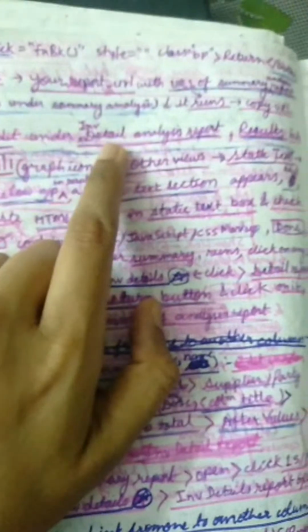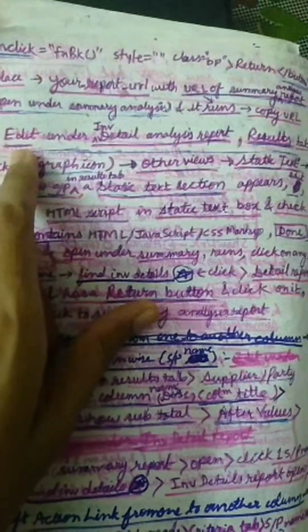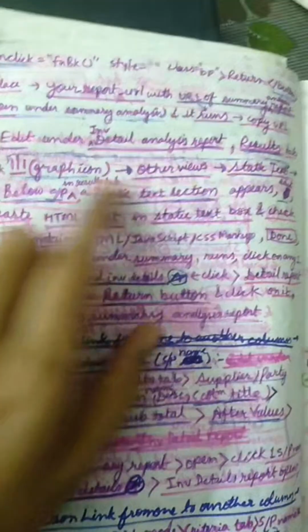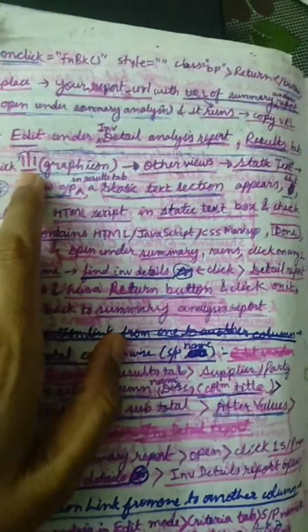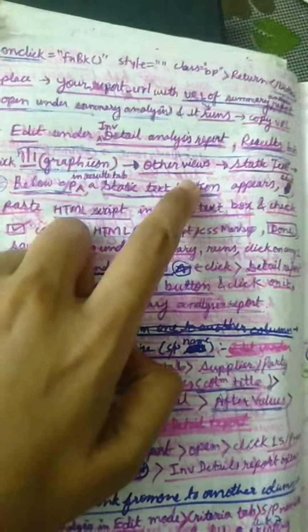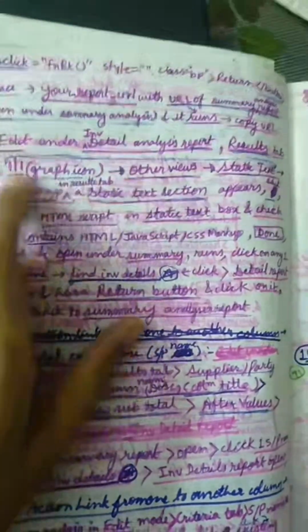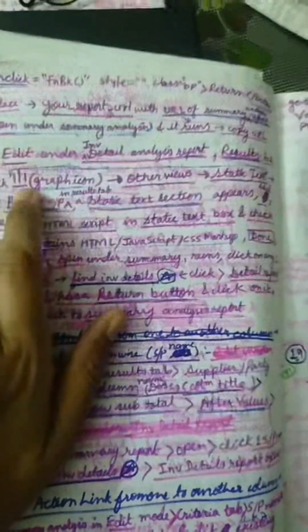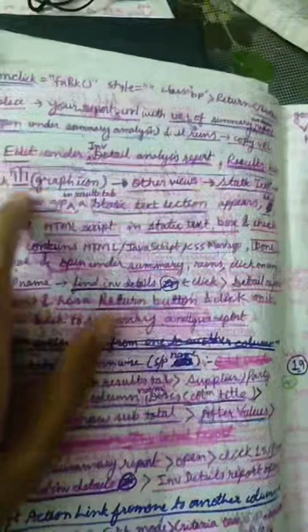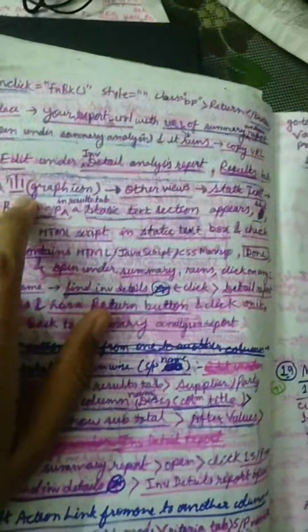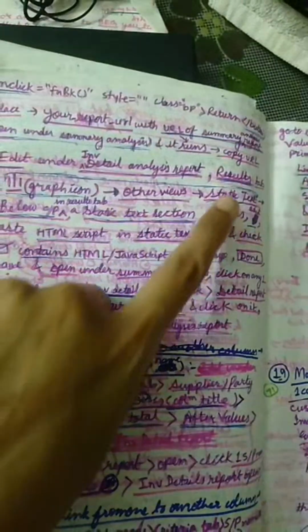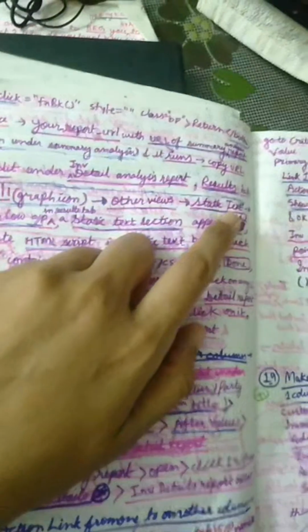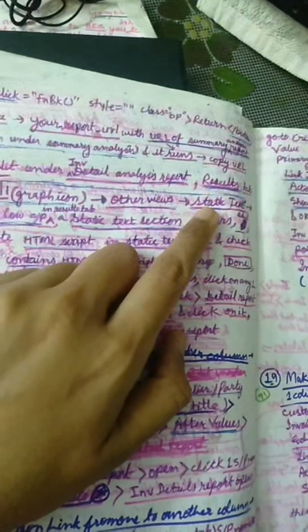Now, first of all, we'll go to the invoice detail analysis report and click edit under the invoice report. In the results tab, again we'll go to the graph icon and click on other views. As I shared previously, this is the icon that you use in the results tab to create or add anything new. Here I want to add a piece of static text, the script I have written.